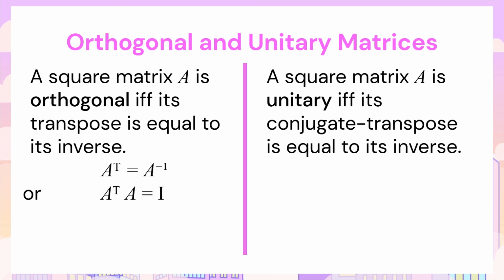Mathematically, a matrix A is orthogonal if the matrix multiplication of the transpose of A and A is equal to the identity matrix, while a matrix A is unitary if the matrix multiplication of the conjugate transpose of A and A is equal to the identity matrix. But what happens when your matrix has just one element?